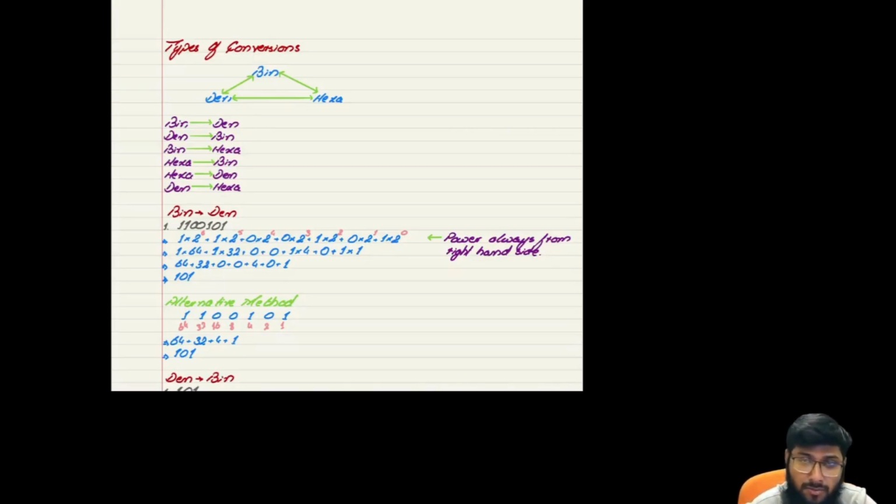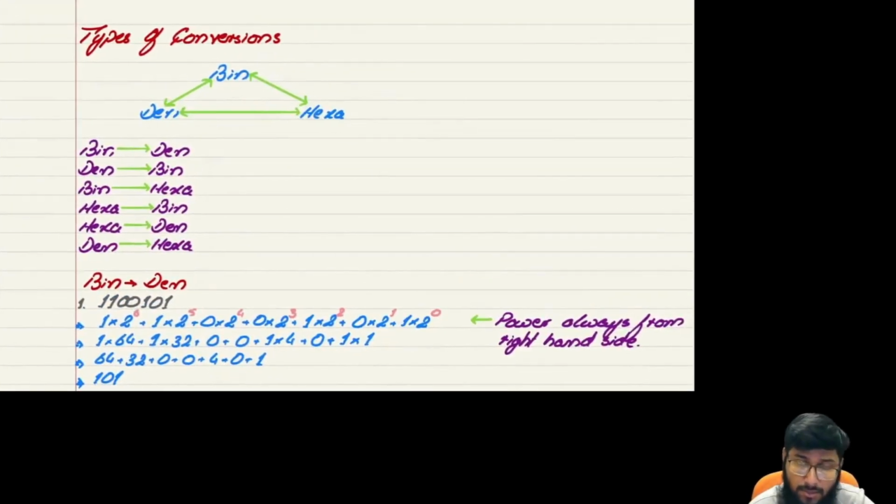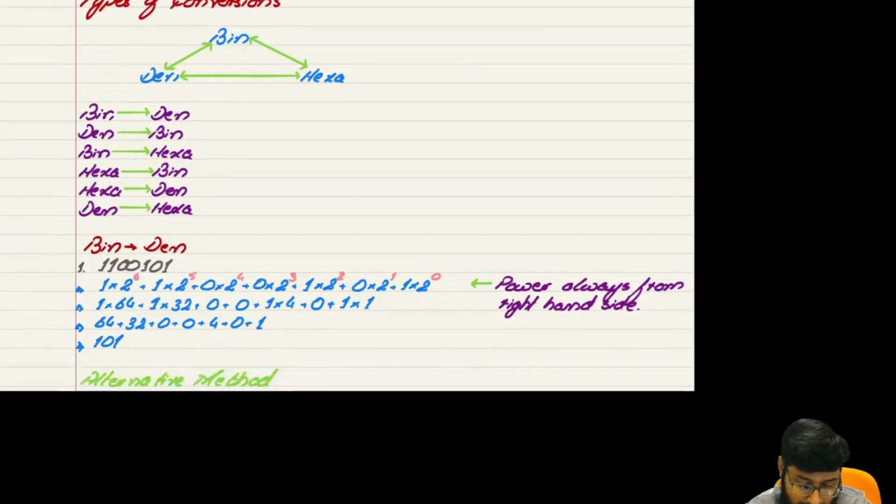As I told you in the previous session, we will be dealing with three number systems: the binary number system, the denary number system, and the hexa number system or hexadecimal. With these three number systems, we have six types of conversions: binary to decimal, decimal to binary, binary to hexa, hexa to binary, hexa to decimal, and decimal to hexa. Decimal or denary is the same thing, so don't get confused regarding that.